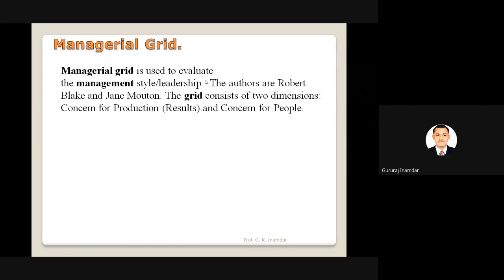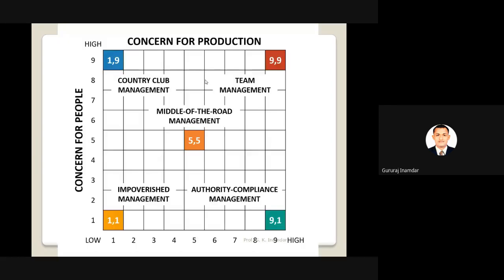The management style leadership. The authors are Robert Blake and James Mouton. The grid consists of two dimensions. Now the grid is nothing but a standard format they have given, whatever the scientist is there. Scientist बाहेरच असणार, आपल्या इंडियन कोण असणार आहे, रॉबर्ट माउंटन. The grid consists of two dimensions, concern for production and concern for people. So we will see that. This is the managerial grid. MCQs will be asked definitely on this point.